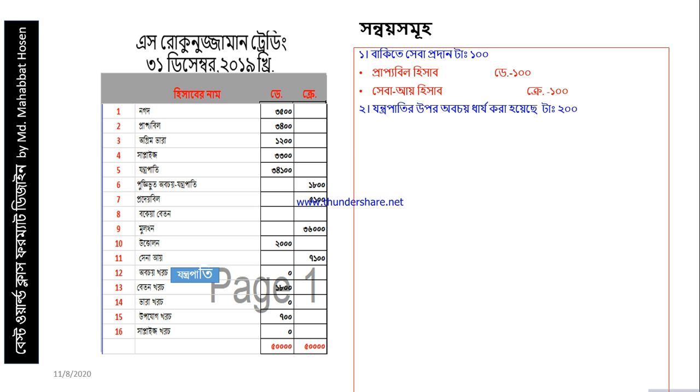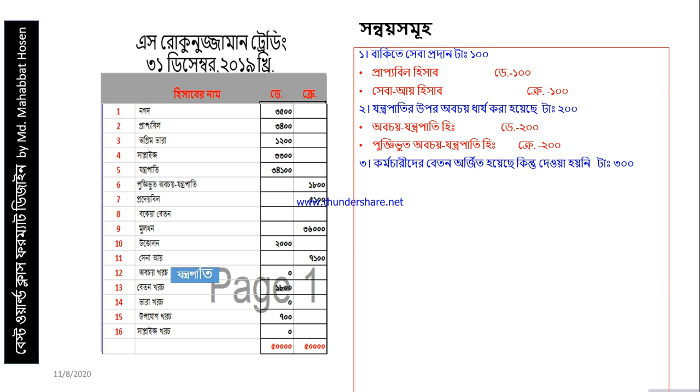Number 2, depreciation charged on machinery 200 taka. We know very well, if any expense increases, it will be debit. So depreciation expense will be debit 200, and we know very well accumulated depreciation is a credit item. It is a contra asset. So accumulated depreciation machinery will be credit 200 taka.